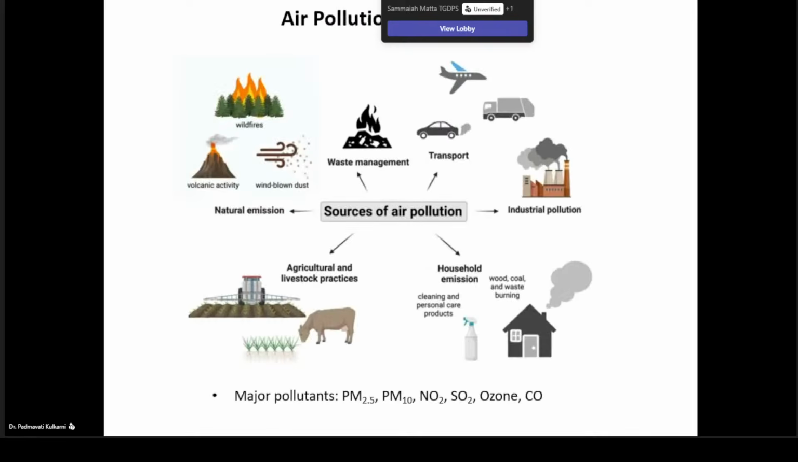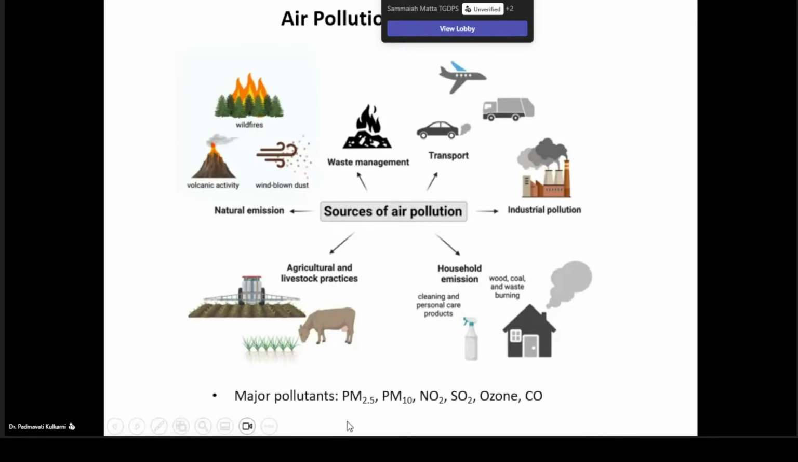To start with, air pollution refers to the presence of harmful substances in the atmosphere. We know there are many sources of air pollution. As you can see on the screen, it could be from natural emissions, or from household, agriculture, waste management, transport, and industrial pollution. These are the many different sectors contributing to air pollution. The major air pollutants are PM 2.5, PM 10, nitrogen dioxide, sulfur dioxide, ozone, and carbon monoxide.